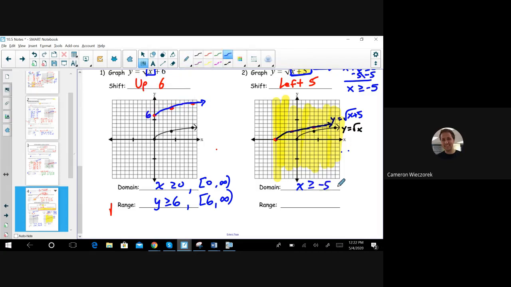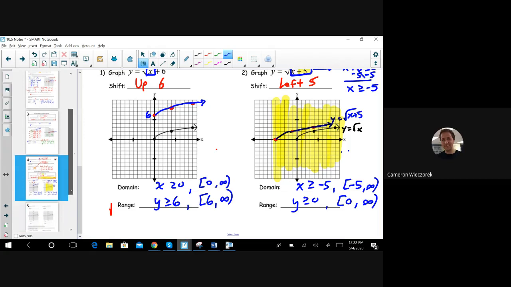Greater than or equal to -5, or you could put -5 to infinity. And the range is unchanged. I didn't do any vertical shift. I kept it right on the x-axis, so it's anything 0 or higher, y greater than or equal to 0. So you could put that as 0 to infinity if you'd like.